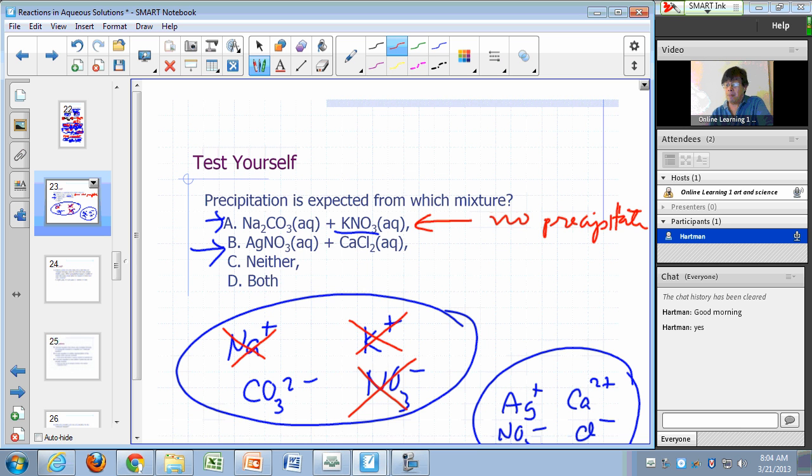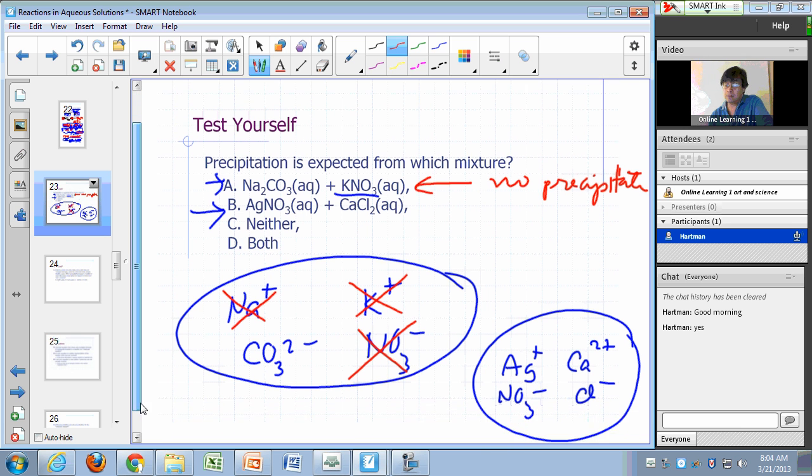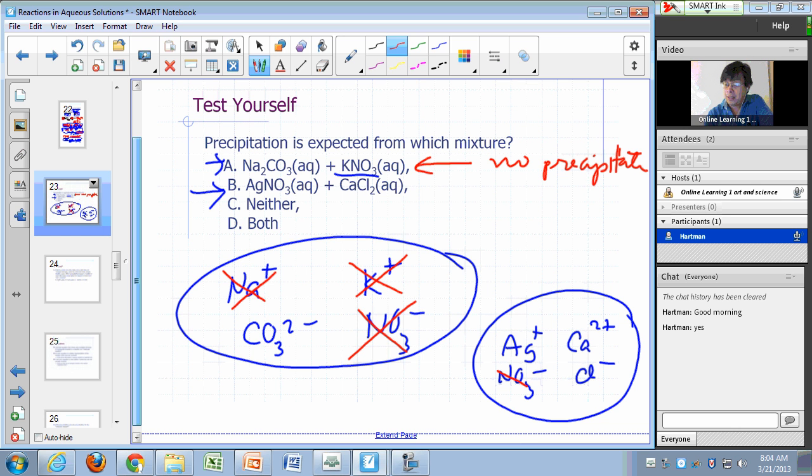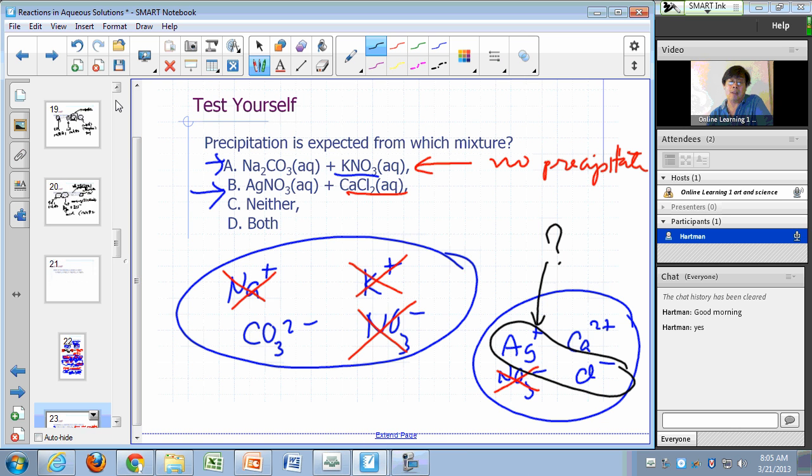Okay. What about choice B? Right here, you can eliminate nitrate. Rule number 1 says all nitrates are soluble in water. So if a compound has nitrate, it is soluble in water, and there's no way you can get a precipitate that has nitrate in it, according to the rules. So the other possibility is calcium chloride, you already know it's soluble. It's in water to begin with. So the other possibility you have to look at is, will silver and chloride together form something that's insoluble in water? Well, you go back to your solubility rules.